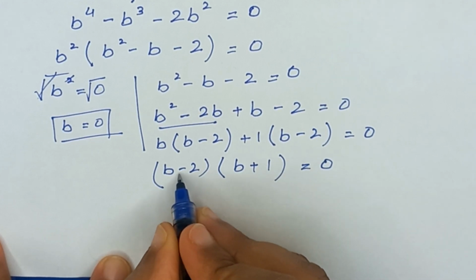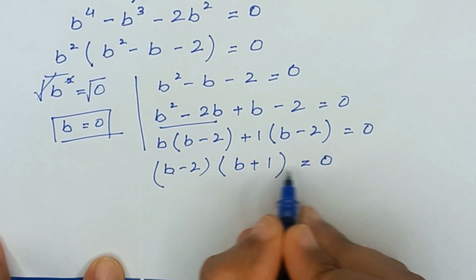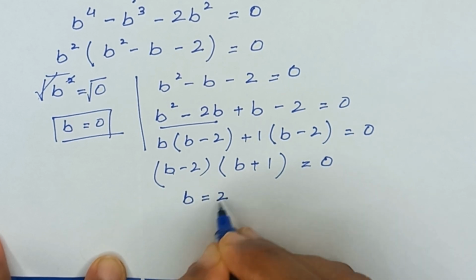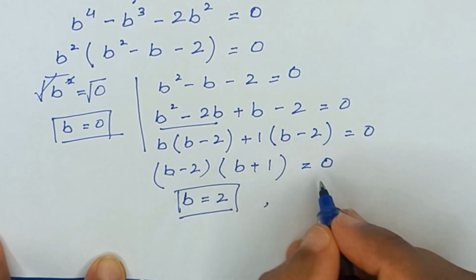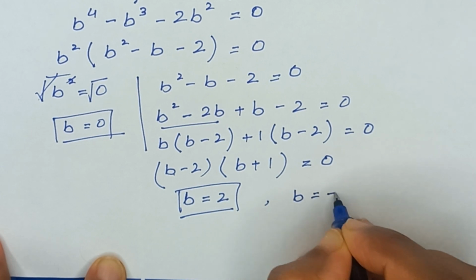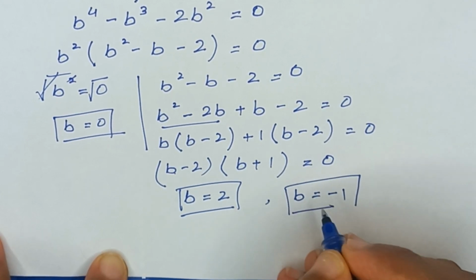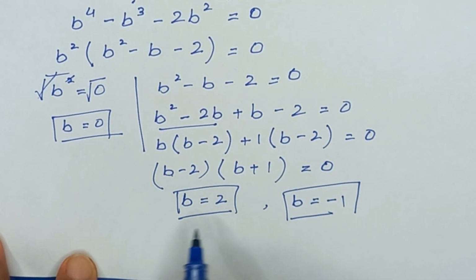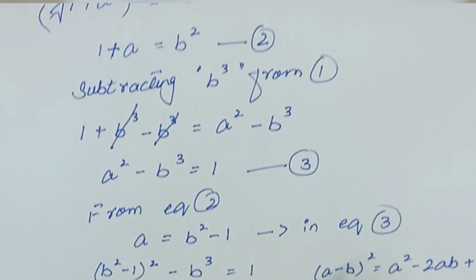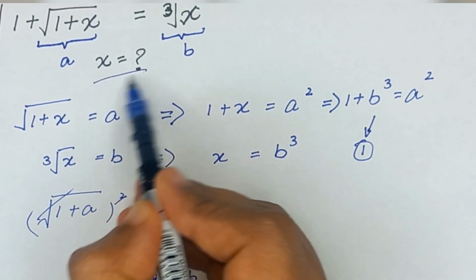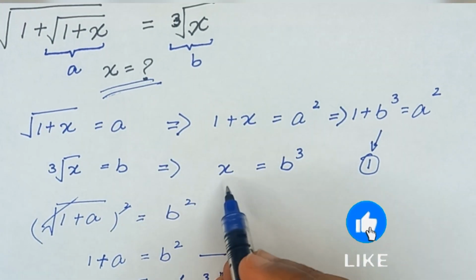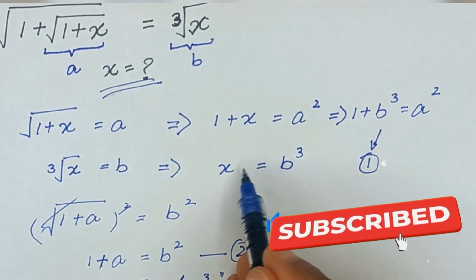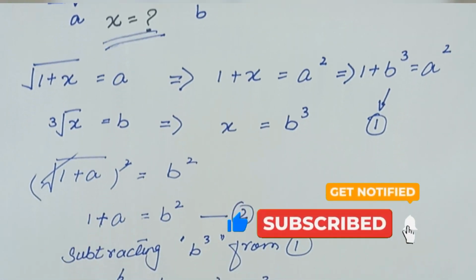Now we have two solutions, that b minus 2 is equal to 0 and b plus 1 is equal to 0. So from here the value of b will be equal to 2, and from here the value of b will be equal to minus 1. Okay, now we have three values of b, but we have to find the value of x, and we know that x is equal to b cube. Now we will substitute the values of b and get the values of x from here.